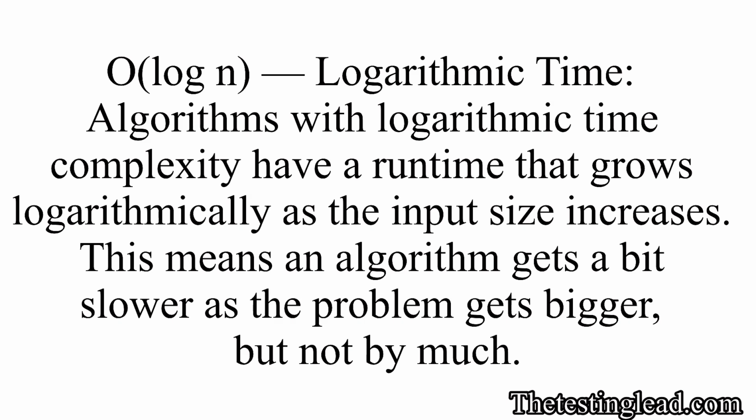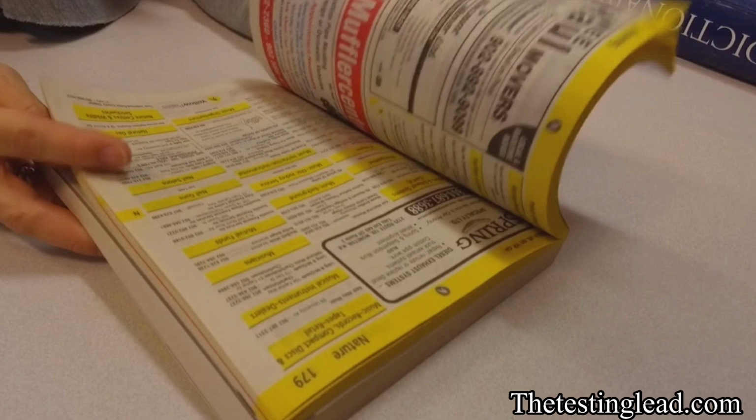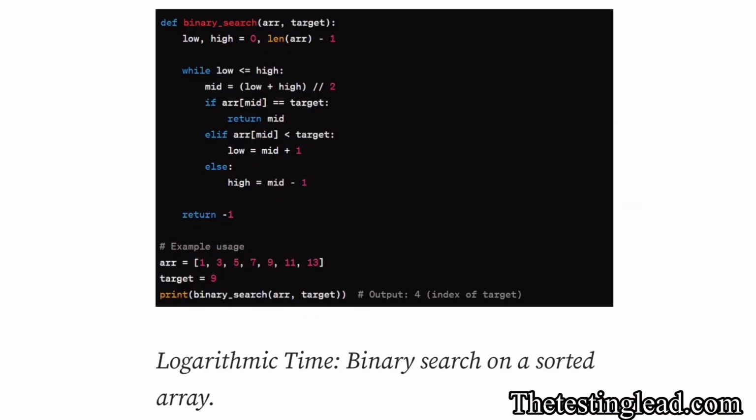O log of n, logarithmic time. Algorithms with logarithmic time complexity have a runtime that grows logarithmically as the input size increases. This means an algorithm gets a bit slower as the problem gets bigger, but not by much. Think of searching a phone book. It's faster because you split it in half each time. Examples include binary search on a sorted array or certain divide and conquer algorithms.